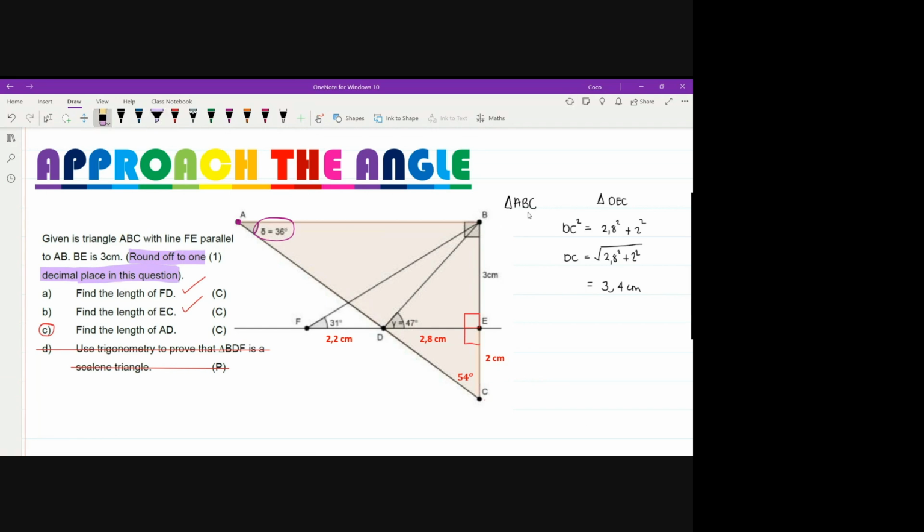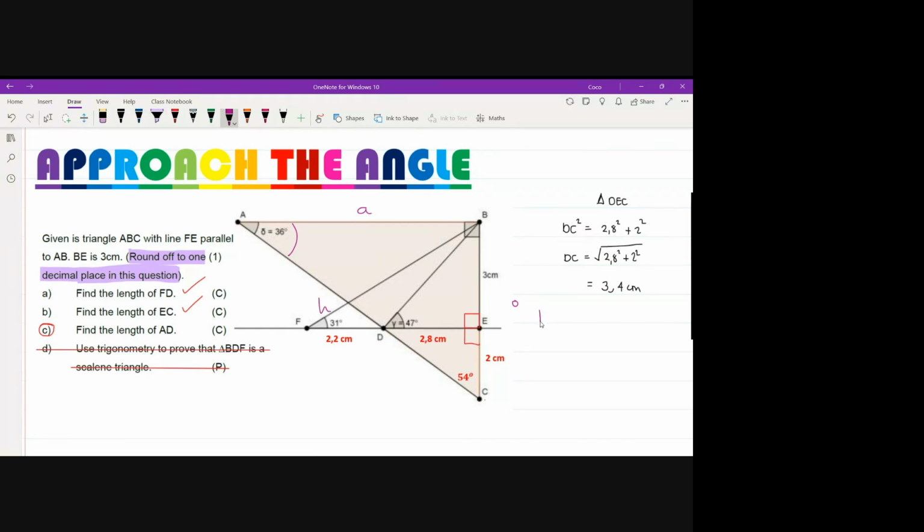But in triangle ABC, the way we're going to use the 36 degrees, I need to label. I'm going to have to use not Pythagoras, but trigonometry. So I'm going to label in terms of this. I know AB is my adjacent side, BC is going to be my opposite side, and AC is our hypotenuse. Now, AC is the thing that we're trying to calculate for.